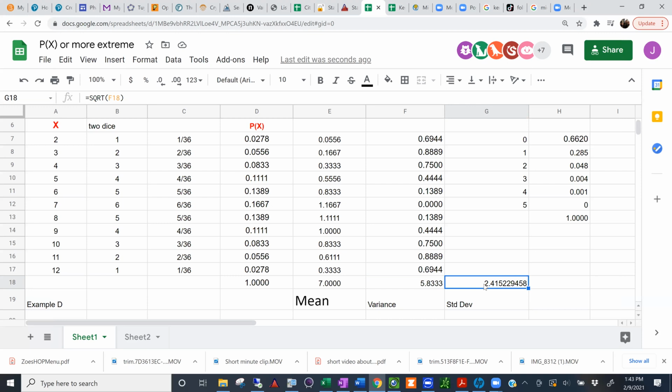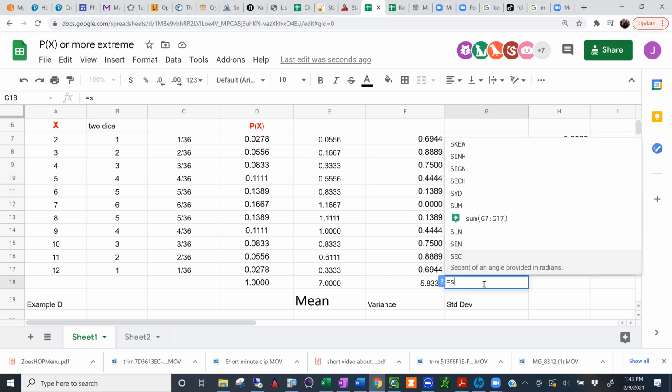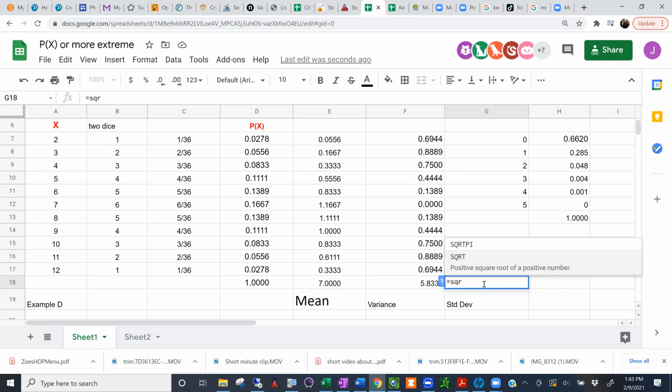Sure. So I'll hit delete here to start from fresh. Go into this next to the variance, type in equals, and we want the square root. So just start typing in the letters for square root, SQR. And it says, oh, you want the positive square root of a number. At least it does for me. If it doesn't for you, then just keep on typing SQRT and then a left parenthesis. And then you can click whatever cell you want to take the square root of. In this case, it's the variance there to the left. Right parenthesis, and then bam. 2.415. Nice.